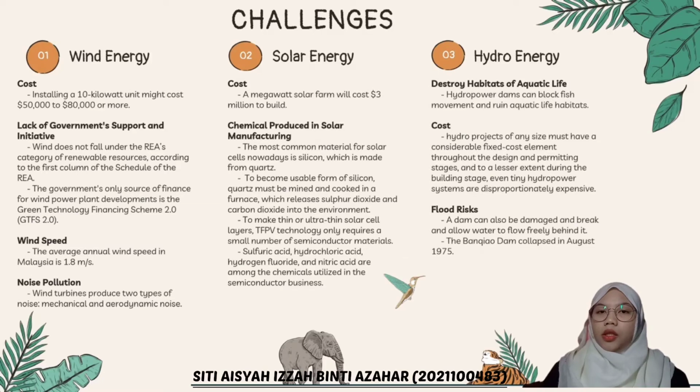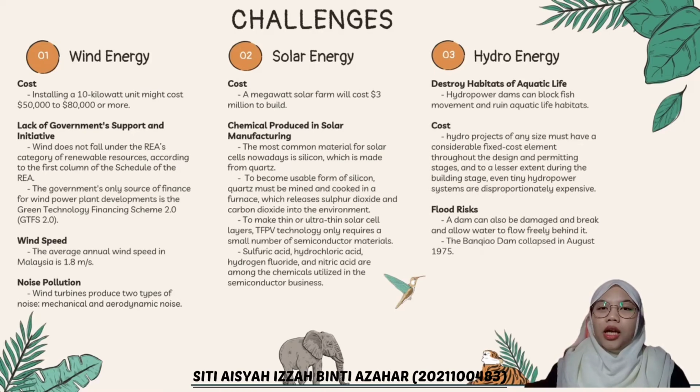The most common material for solar cells nowadays is silicon, which is made from quartz. To become a usable form of silicon, quartz must be mined and cooked in a furnace, which releases sulfur dioxide and carbon dioxide into the environment. To make thin or ultra-thin solar cells, TFPV technology only requires a small number of semiconductor materials. Sulfuric acid, hydrochloric acid, hydrogen fluoride, and nitric acid are among the chemicals utilized in the semiconductor business.